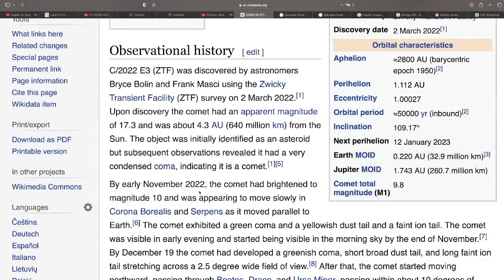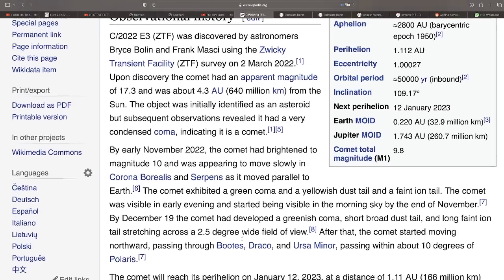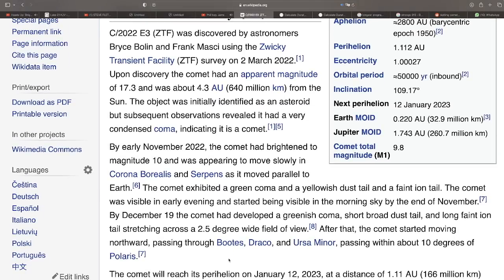By early November of 2022, the comet had brightened to magnitude 10 and was appearing to move slowly in Corona Borealis and Serpens as it moved parallel to Earth. The comet exhibited a green coma, a yellowish dust tail, and a faint ion tail. It was visible in early evening and started being visible in the morning sky by the end of November. By December 19th, the comet had developed a greenish coma, a short broad dust tail, and a long faint ion tail stretching across a 2.5 degree wide field of view.